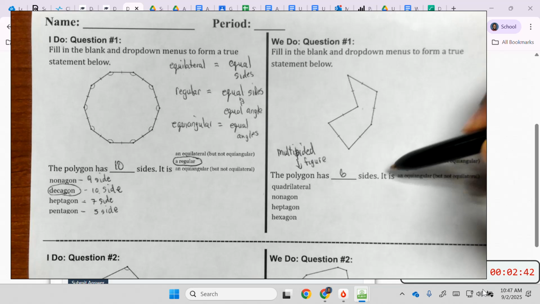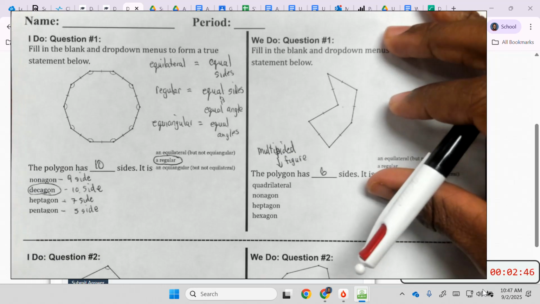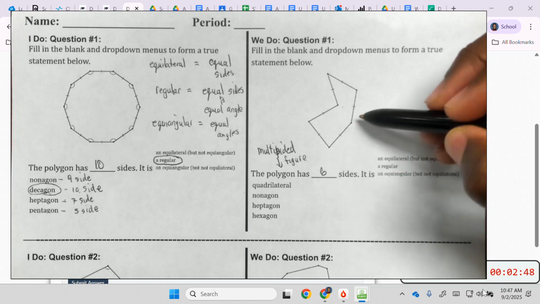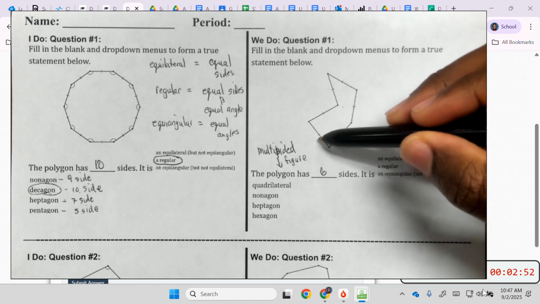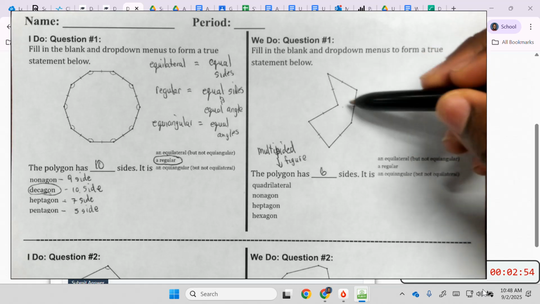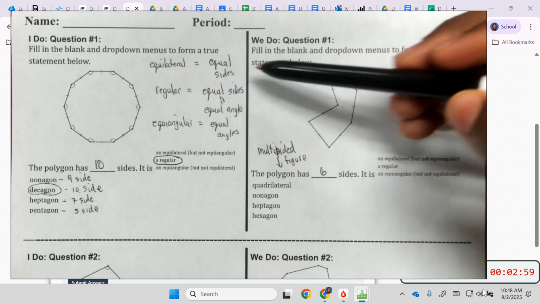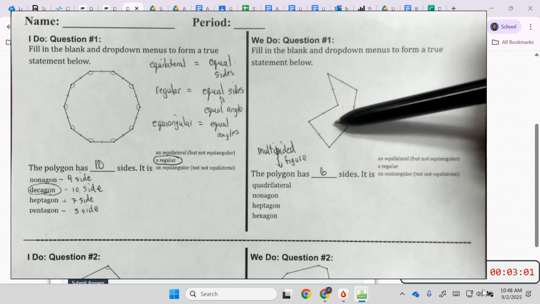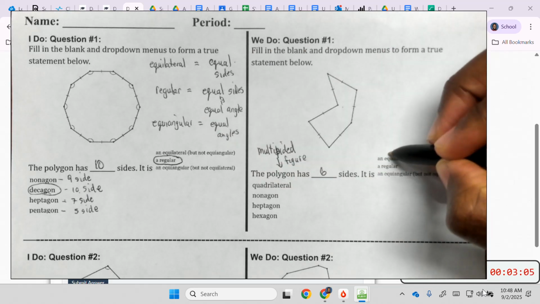So again, we know all the different definitions. Here they don't show us that they all have the same angle, so all these angles are different, but all these sides are the same. This side, this side, this side, all these sides are the same. So it's equilateral, because it has equal sides, but it doesn't have equal angles. So it's equilateral but not equiangular.